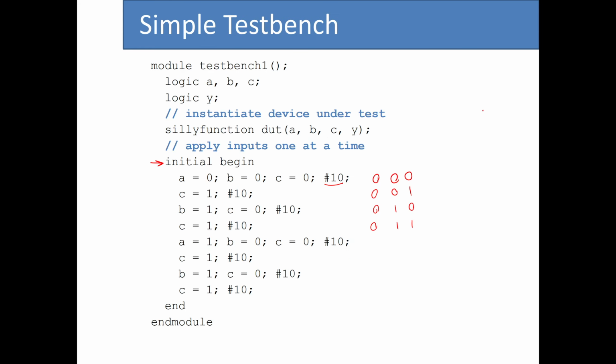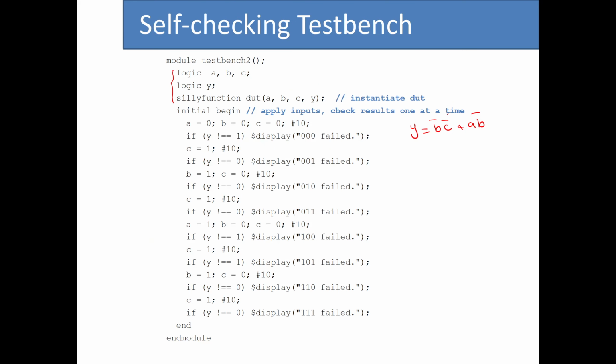So let me just double check. Yes. What should be the value of function y when a, b, c are basically 0? A equals b equals c equals 0. So when a and b and c are 0, this part b bar c bar is 1, while this one is 0. So y is basically 1.